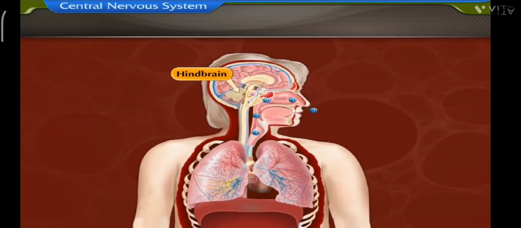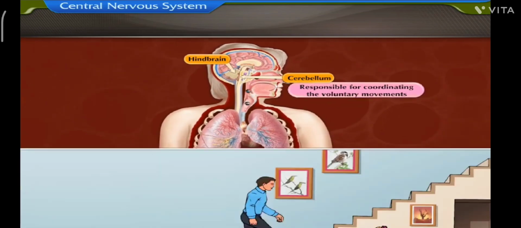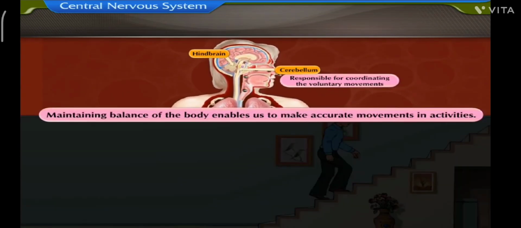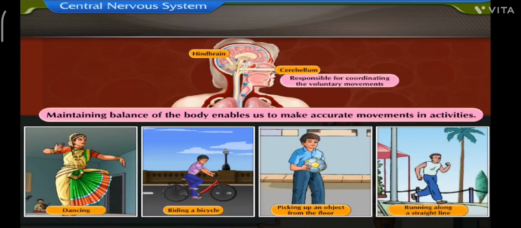Another component of the hindbrain is the cerebellum. It is responsible for coordinating the voluntary movements. It also maintains the balance of our body. This enables us to make accurate movements in activities like dancing, riding a bicycle, picking up an object from the floor, running along a straight line, etc.